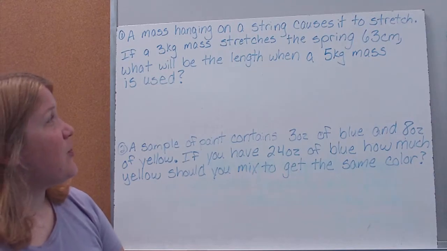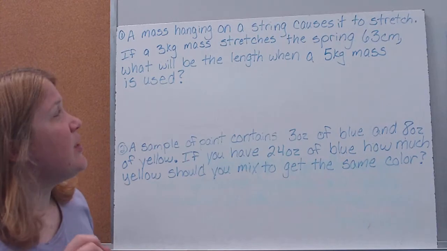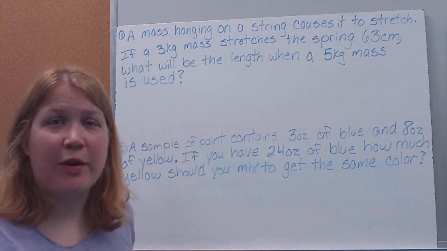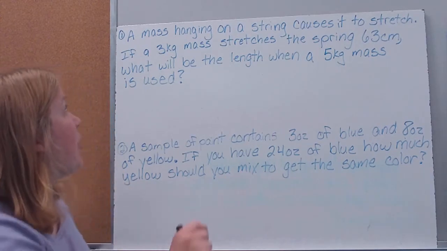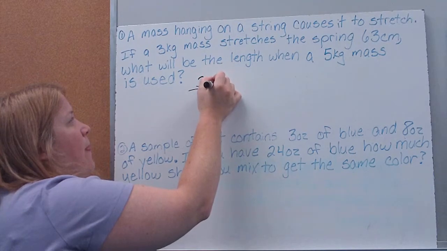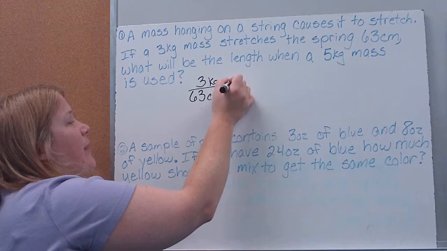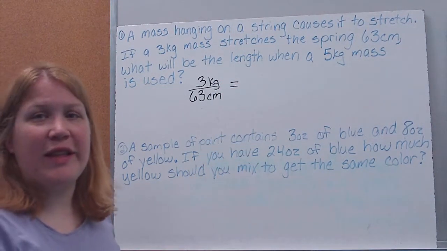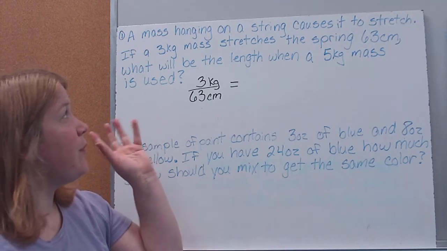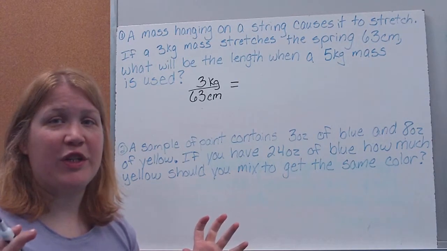So a mass hanging on a spring causes it to stretch. If a 3 kilogram mass stretches the spring 63 centimeters, well, what I'm going to do is write my first ratio right now because I've already seen it here. I used a 3 kilogram weight, and it stretched the spring 63 centimeters. I'm going to pause right there and write down my first ratio, because a 3 kilogram mass or weight makes it stretch 63. So it's given us our first ratio.